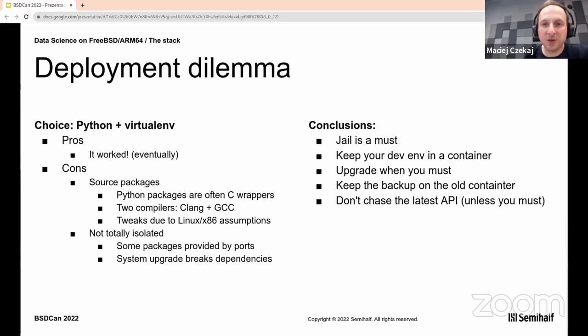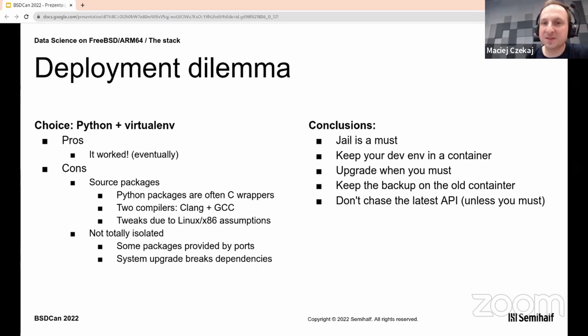So anytime you upgrade the system, your base FreeBSD system, you risk breaking the dependencies. So that was pretty painful. That's why I'm saying in retrospect that was not a good choice for me. So the conclusion is that using a jail is actually a must if you have such a complex stack, especially using Python or any other tool that is also used by the system. We should be striving to keep our development environments in a container. So that is not a surprise for people, actually. I can just repeat that common wisdom.